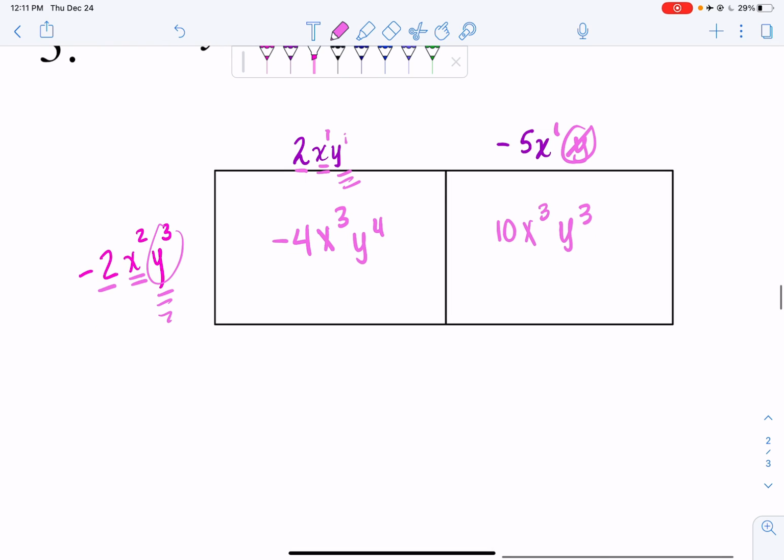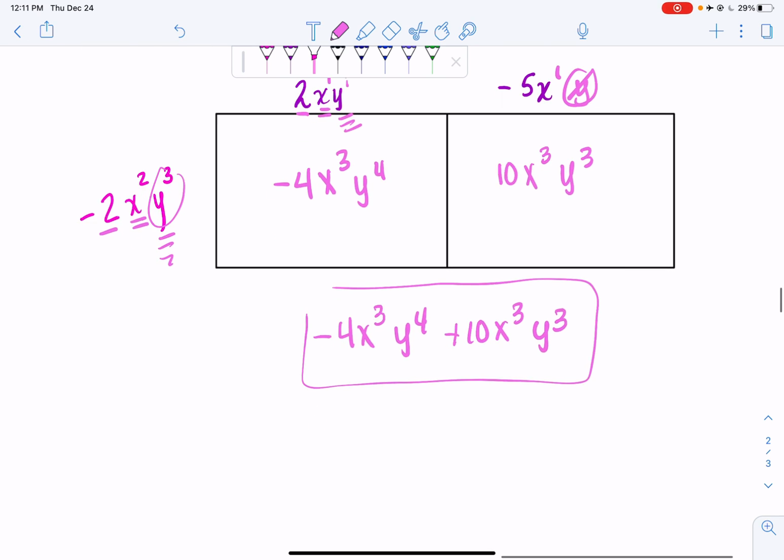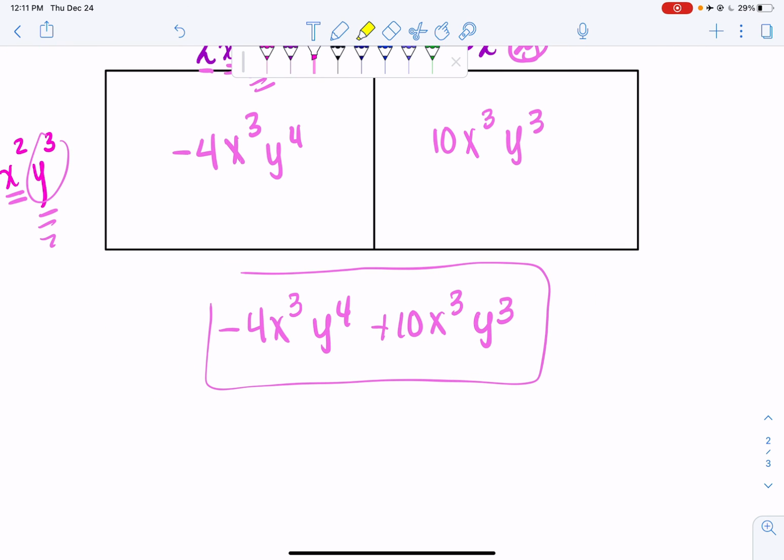So my final answer is negative 4x to the 3rd y to the 4th plus 10x cubed y cubed. And a lot of you might say, Mr. O'Sullivan, why aren't you combining those? Well, if you look, they're not like terms. In this expression, I have a y to the 4th, and in this expression, I have y to the 3rd. The minute I have two different exponents, I can't combine them. If they were y to the 3rd, y to the 3rd, x to the 3rd, x to the 3rd, I would be able to combine them. I would get positive 6x cubed y cubed.